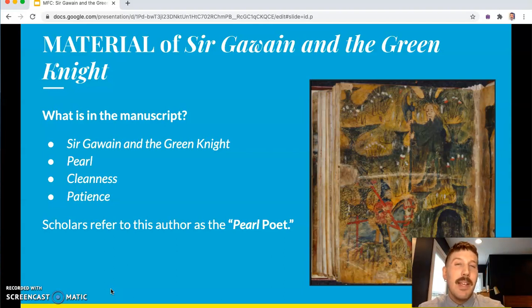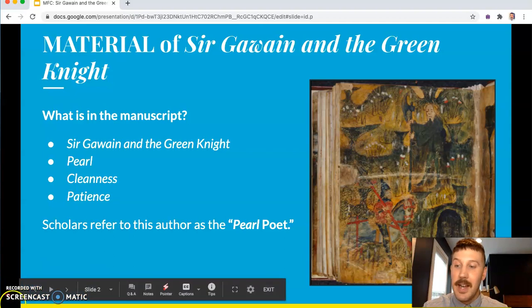And scholars believe that one author or one poet, in fact, composed all of these 4 pieces of writing. We don't know who that author was. Unlike Marie de France, the author does not identify themselves in this text. So scholars have taken to a shorthand of referring to this author as the Pearl Poet. So sometimes I might refer to the Pearl Poet when talking about Sir Gawain and the Green Knight.